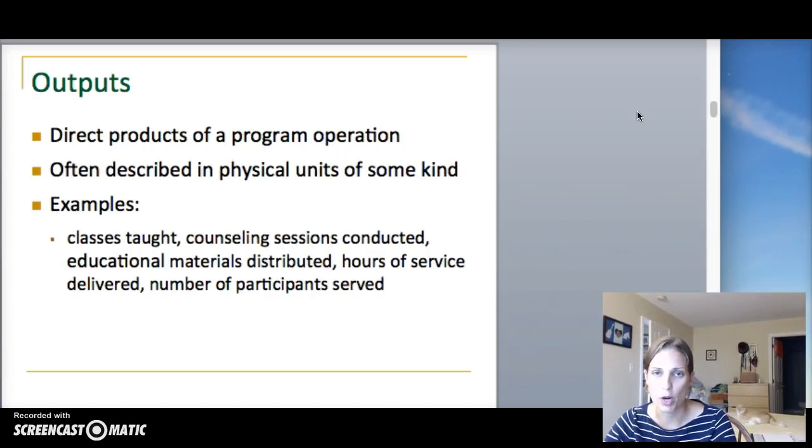Outputs are the actual products of what you've done. These are expressed in physical, definable units. For our police example, the outputs would be the reduction in the number of car break-ins. So it's something very quantifiable. You had 10 one month and you had 8 the next month.